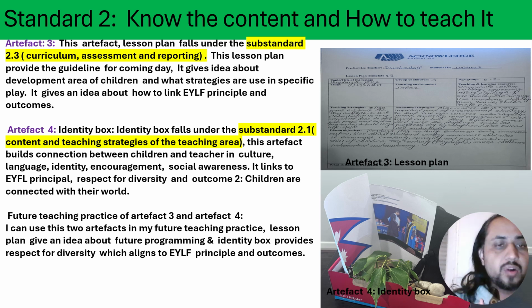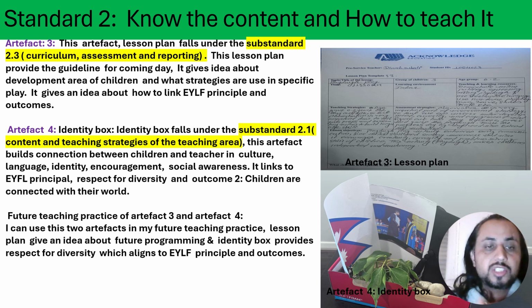Artifact 4 is the identity box. The identity box falls under sub-standard 2.1, and this artifact builds the connection between the children and teachers in culture, language, identity, encouragement and social awareness. It links with the EYLF principle, respect for diversity, and the outcome that children are connected to their world.